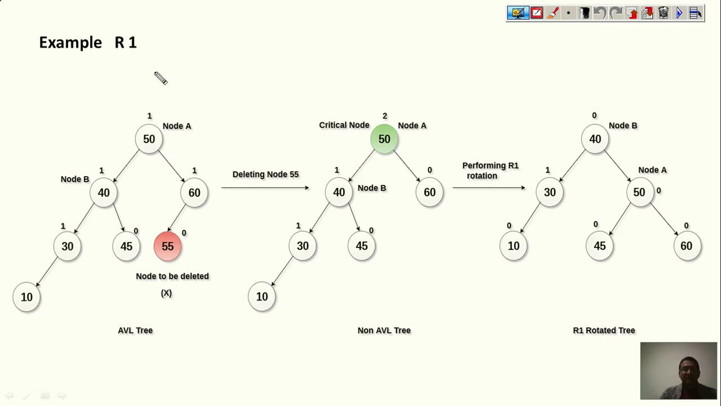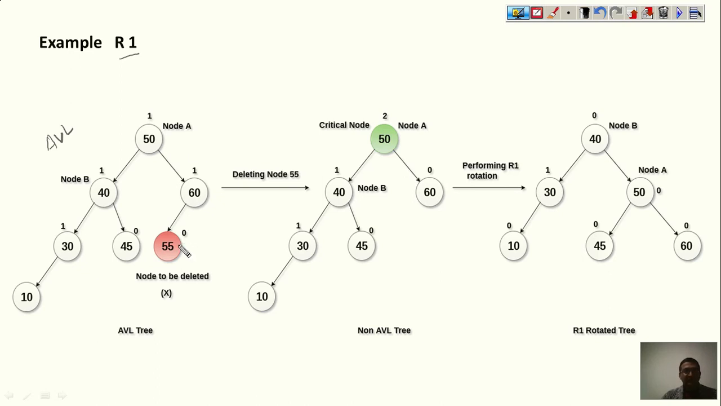Now let us take an example of R1. This is our AVL tree, because the nodes fulfil the property that the left is less than the root, the right is more than the root, and the balancing factor at each node maintains a maximum value of one. Now we want to delete from the right subtree, because we are discussing the R rotations. We have two rotations possible in deletion, R rotations and L rotations. We are talking about the R rotations, in which we delete the node from the right subtree.